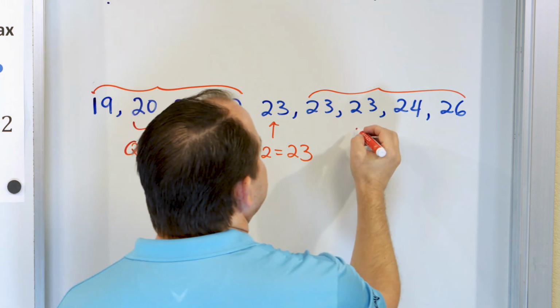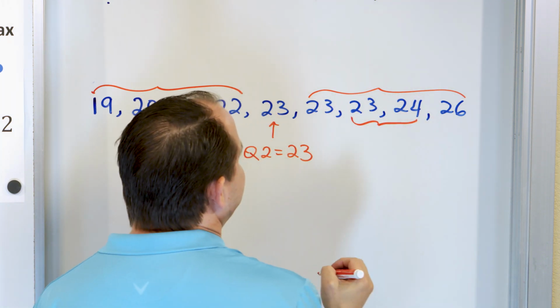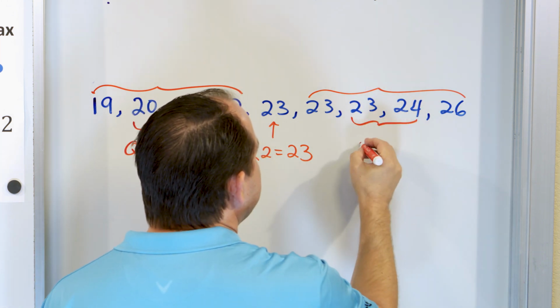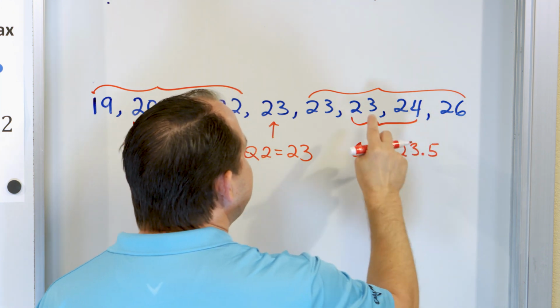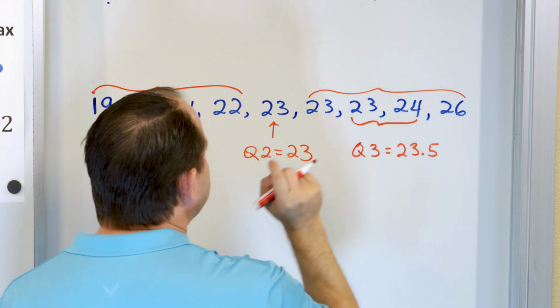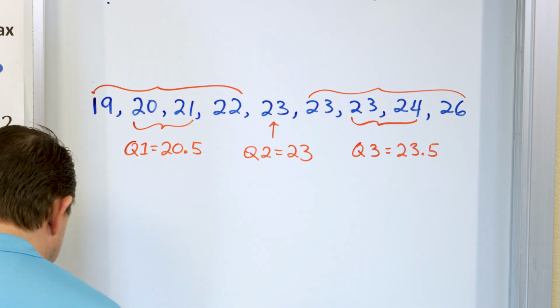We go to the upper half of the data. Again, we don't have a center value, so we have to take the center 2 values and average them. But instead of doing the math, just ask, what's between 23 and 24? It has to be 23.5. If you add up 23 and 24, you'll get 47, and then divide by 2, and you'll get 23.5. So now we have all the information to make our box and whisker plot.